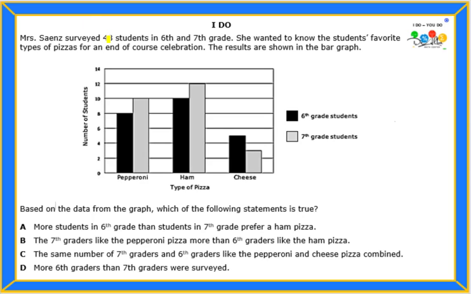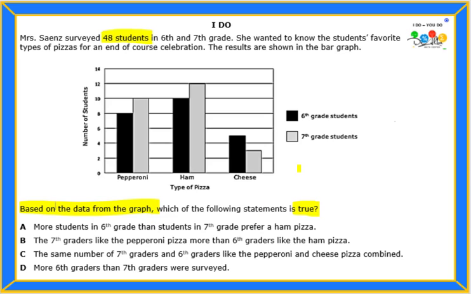Mrs. Sines surveyed 48 students in 6th and 7th grade. She wanted to know the students' favorite types of pizzas for an end of course celebration. The results are shown in the bar graph. Based on the data from the graph, which of the following statements is true?